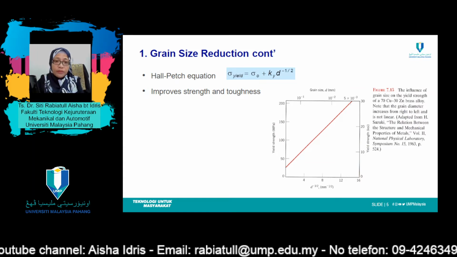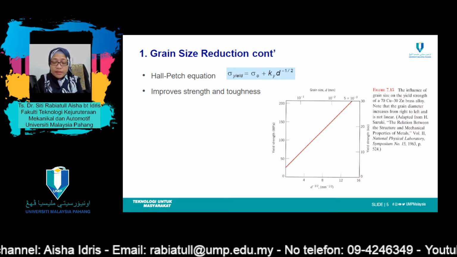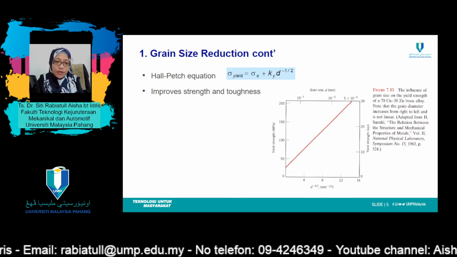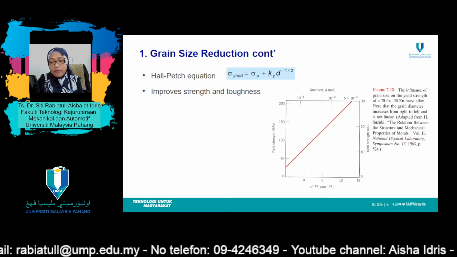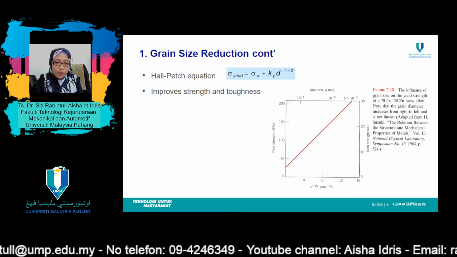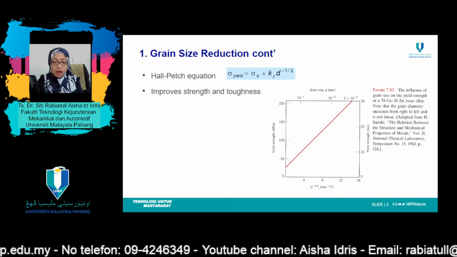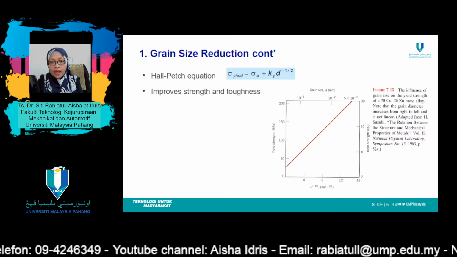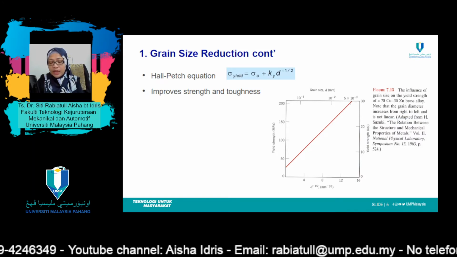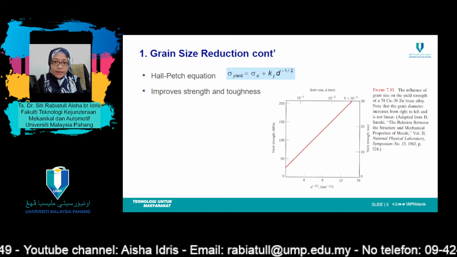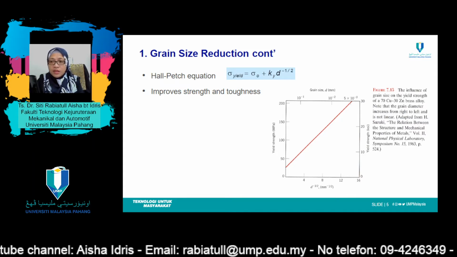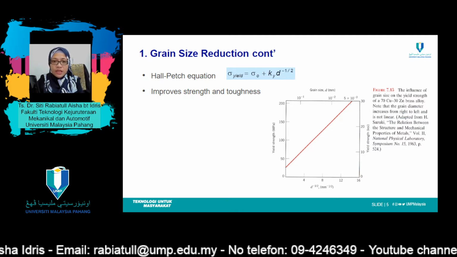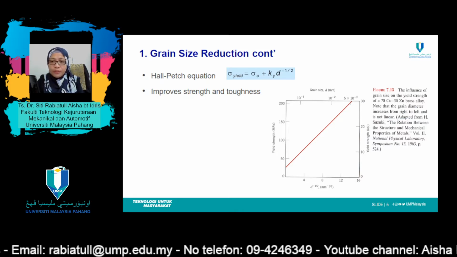For many materials, the yield strength varies with grain size according to the Hall-Petch equation over here. In this expression, D is the average grain diameter, and sigma naught as well as Ky are constants for a particular material. Note that this equation is not valid for both very large grain and extremely fine grain polycrystalline materials. And if you look at figure 7.15, it actually demonstrates the yield strength dependence on grain size for a brass alloy.